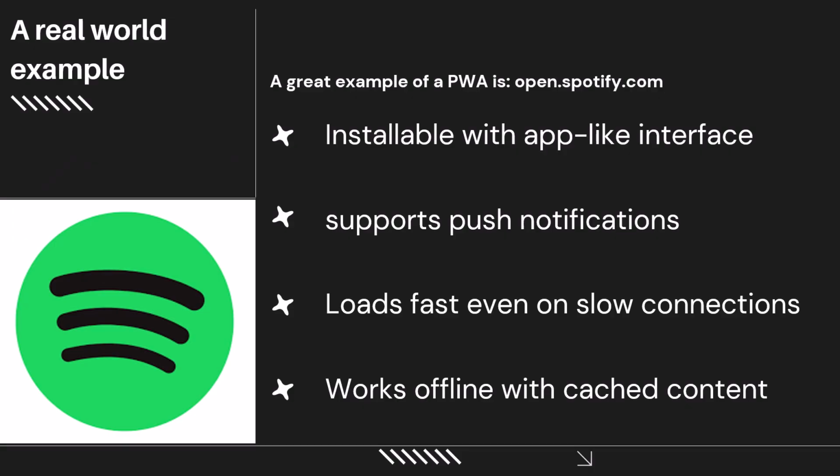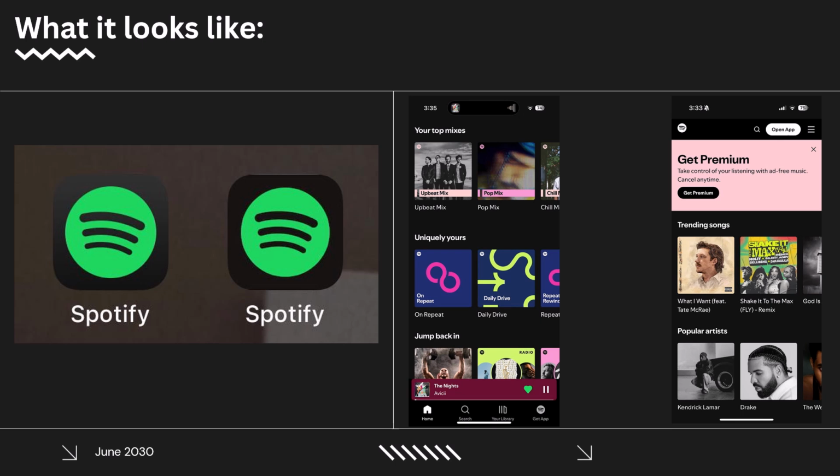And then a really great real world example of a progressive web app is actually going to be Spotify. So if you go to open.spotify.com, that is Spotify's progressive web app. It's going to be just a more lightweight version of Spotify. It is installable. You can put it on your phone with an app-like interface. It does support things like push notifications. It can load super fast even when there's a slow connection, and it can work offline with that cached content, which is super helpful.